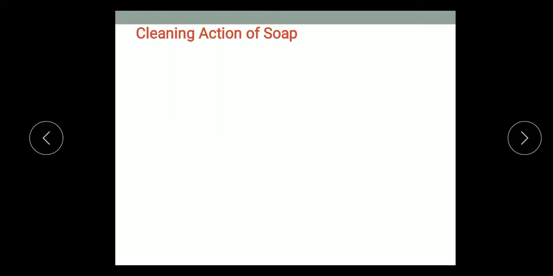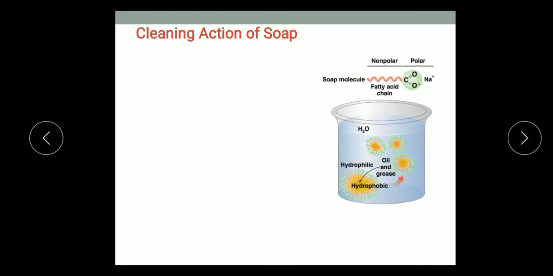Then we come to the next part. It is the cleaning action of soap. How does soap clean the cloth? You have learned it in class 10th already. So again listen here. We know that soap has a long hydrophobic tail of hydrocarbon and a polar head of carboxylate ion. This long hydrocarbon chain, which is hydrophobic, is lipophilic, meaning it has attraction for oil.